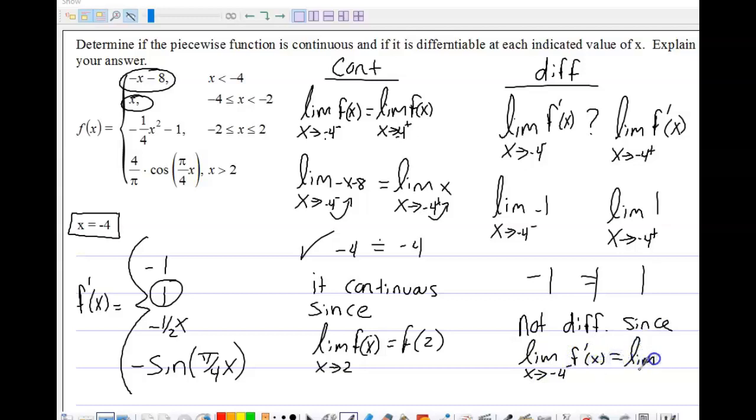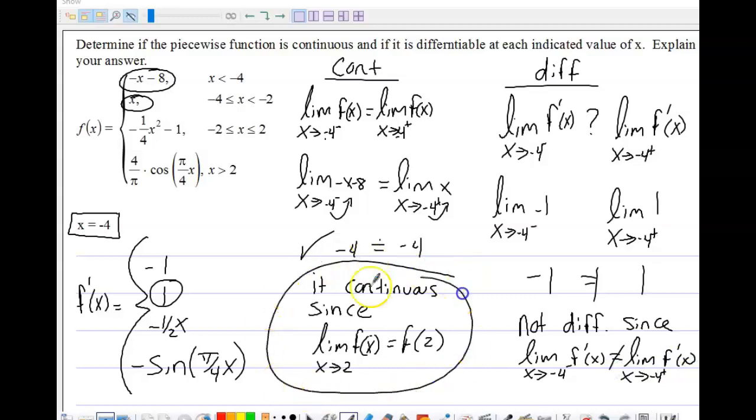It is asking you guys to give an explanation as to why. And so this would be the explanation as to why. So it is continuous because of this, but it's not differentiable because of that. Okay? All right. Move on to the next question here.